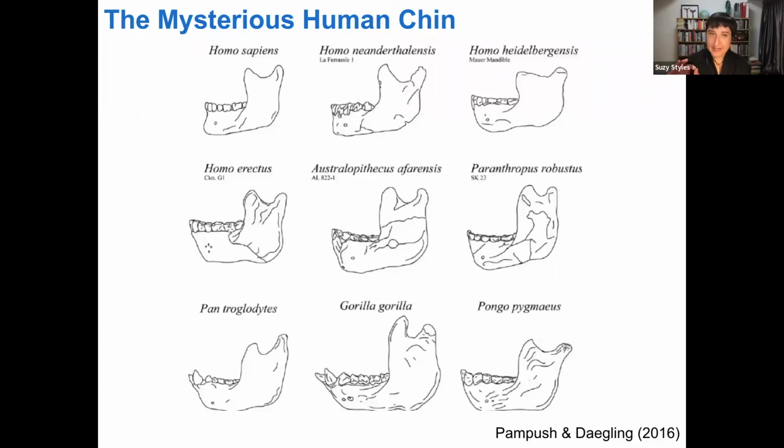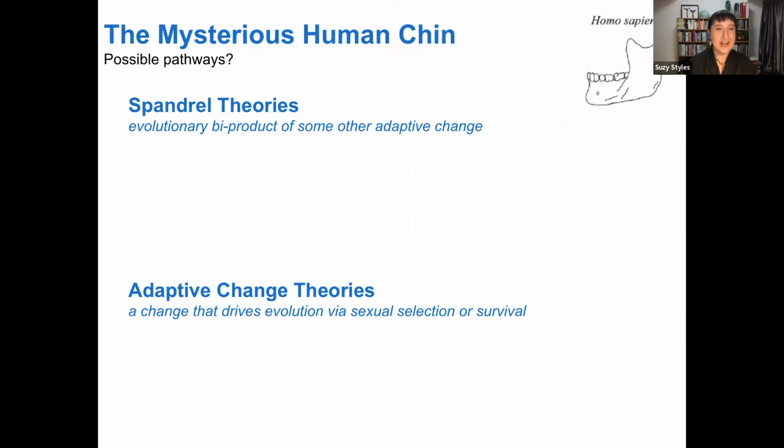Neanderthals are very close to us in this regard, but the moment we get further away in the family tree, nobody but humans has a chin. So what's going on here? There are two main types of theories for what happened to the chin.